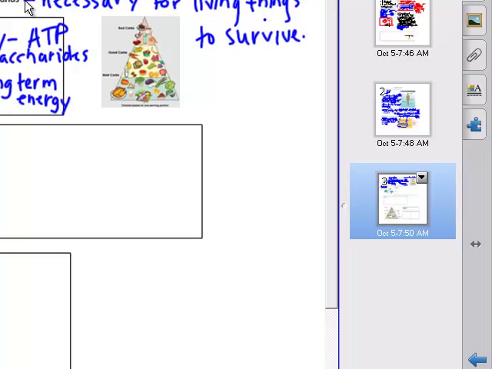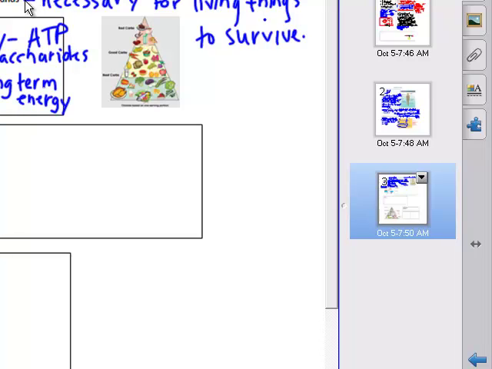Okay, some examples that I'm sure you're familiar with: bread, pasta, fruits, candy. All those are examples of carbohydrates.